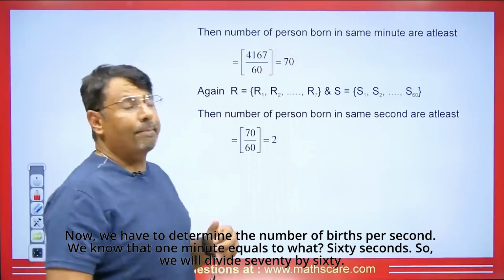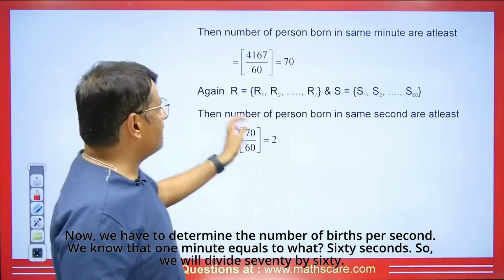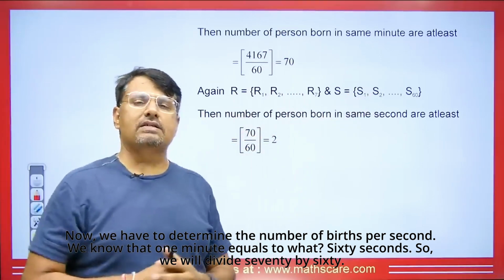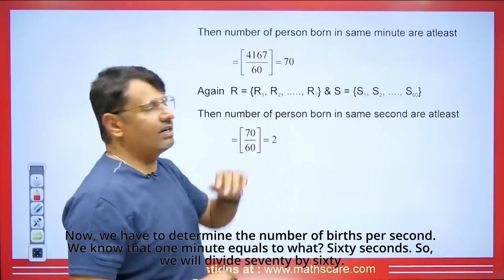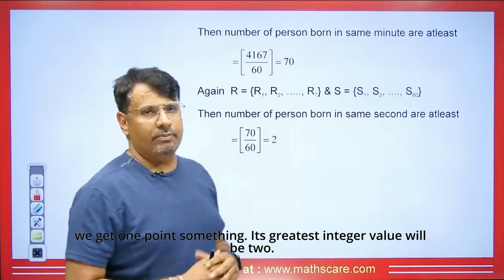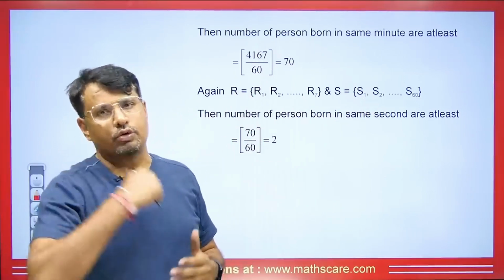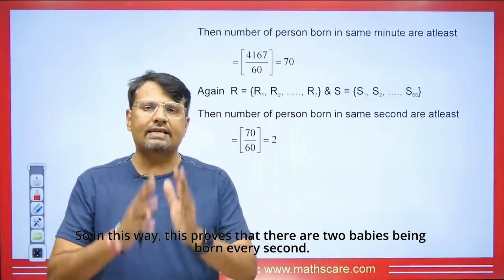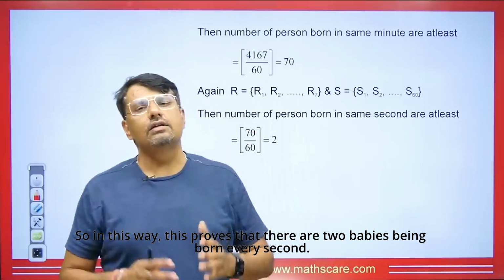Now, we have to determine the number of births per second. We know that 1 minute equals to what? 60 seconds. So we will divide 70 by 60. We get 1 point something. Its greatest integer value will be 2. So in this way, this proves that there are 2 babies being born every second.